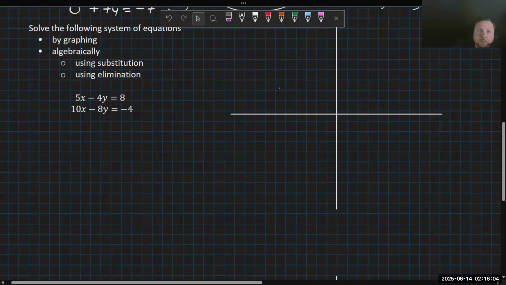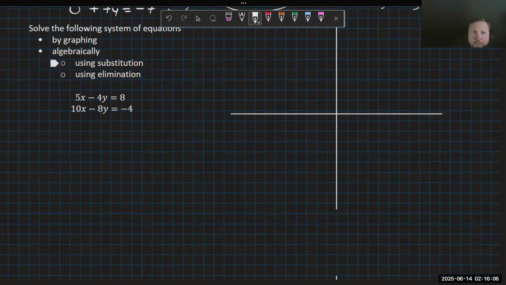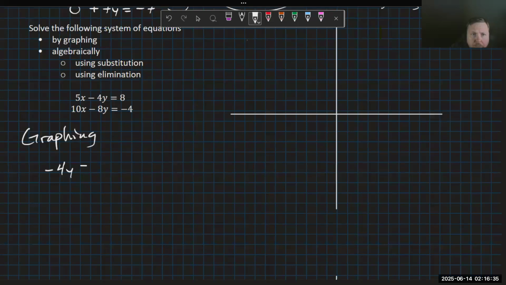Okay, time for another example. Solve by graphing, then algebraically using substitution, and then using elimination. So let's go ahead and graph these. Just to move a little bit faster, I'm going to skip a few steps.